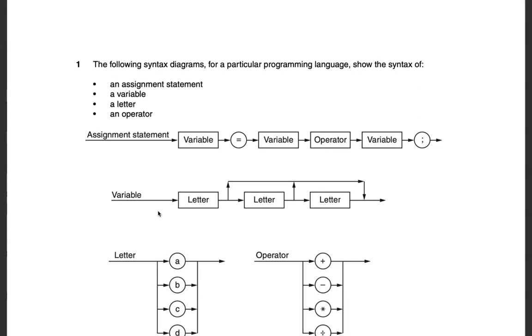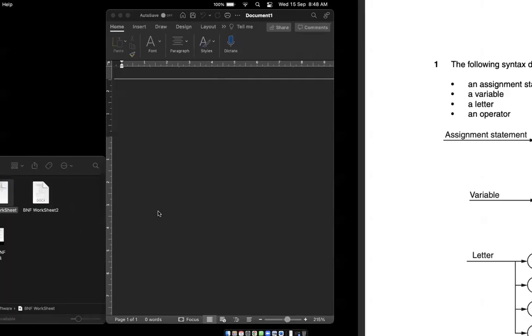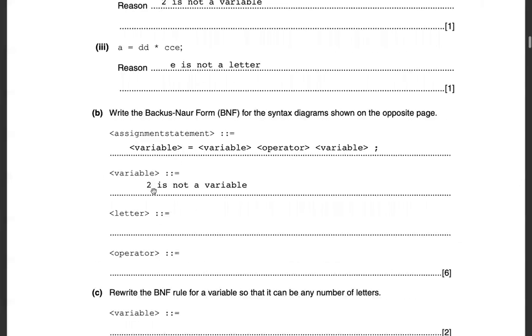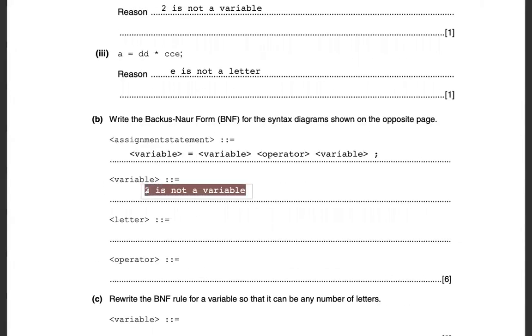It is only allowing letters of up to 3 letters. Up to 3, only length up to 3. So you can have a variable of length 1, 2, and 3, no more. So in that case, we cannot use the loop here. There's no unlimited length here. We only have 3 options.